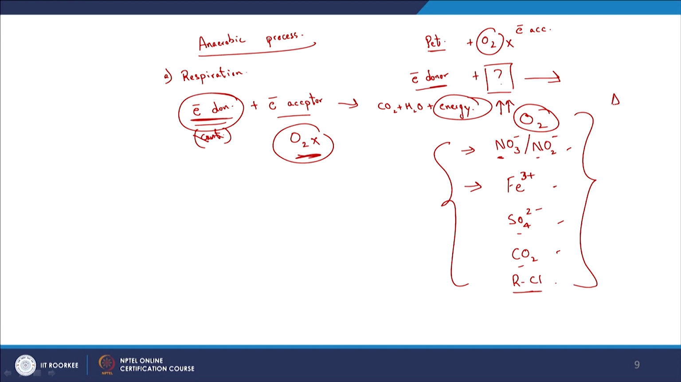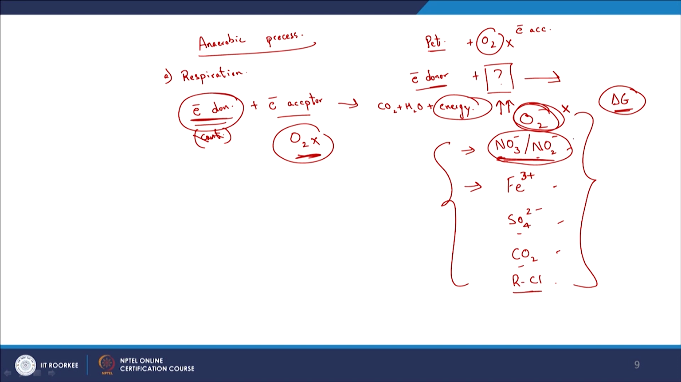Why is that? If you look at the delta G values, greater energy is released when oxygen is used as the electron acceptor. Again, it's obviously relevant to thermodynamics, but I'm not going to look at that here. So if oxygen is not present and you are looking for other electron acceptors, it will choose the next option that provides greater energy, and that typically is nitrate and nitrite.